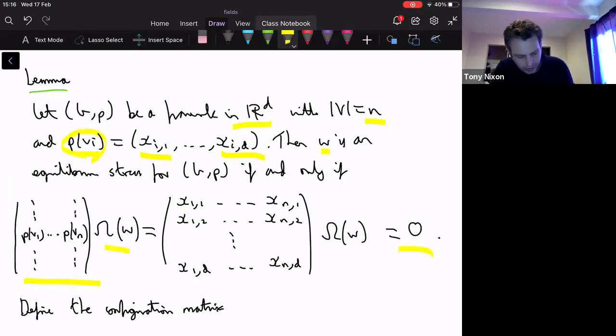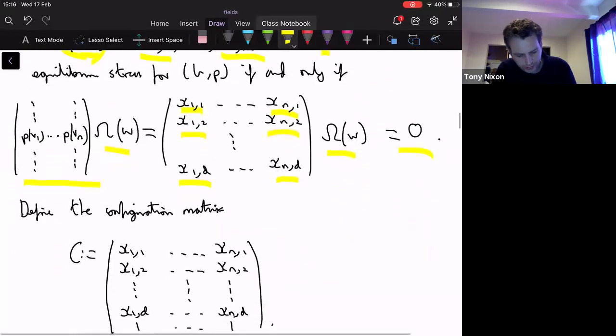So I've got my x11, x12 down to x1d, my first p_v1, and then xn1, xn2 down to xnd here. So I times that matrix by omega, and I should get 0. And so this is really a calculation that I don't really want to say anything about, but if you do, I recommend you try it for yourself, because you'll see how the equations naturally match up with the matrix multiplication.